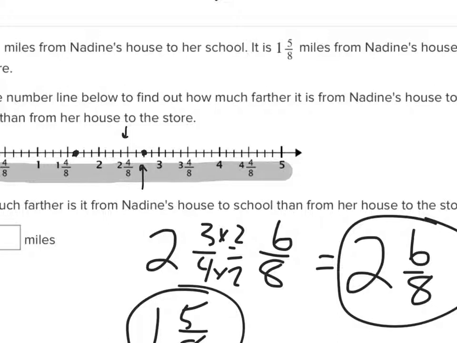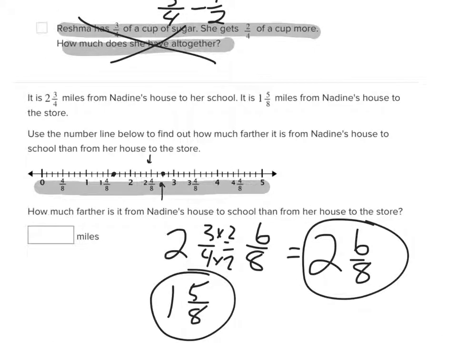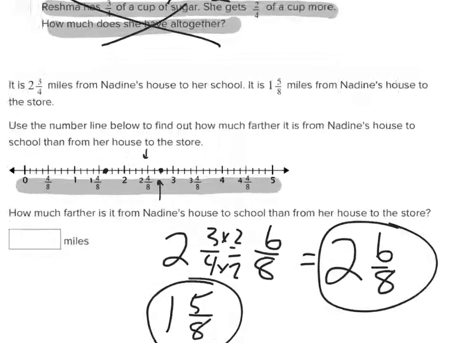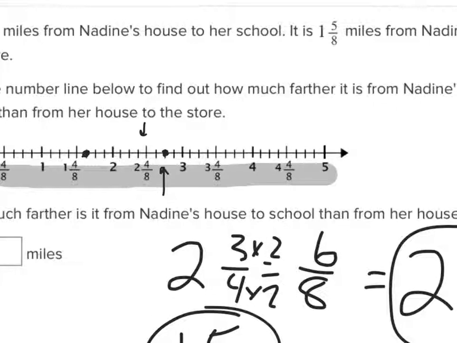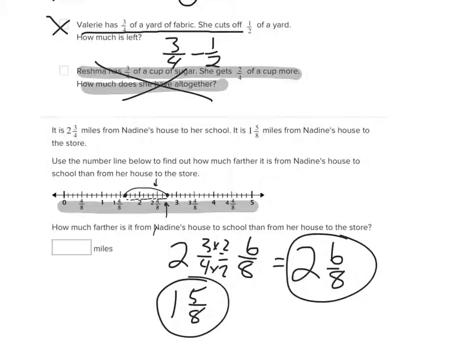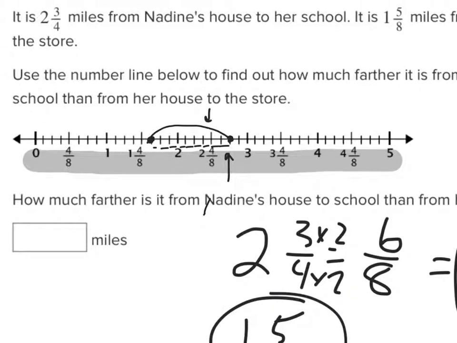So how far is that? That is the question, right? How much farther is it from Nadine's house to school than from her house to the store? We're trying to find how much farther it is from that number to that number. So it is 1, 2, 3, 4, 5, 6, 7, 8, 9 eighths. 9 eighths farther. So our answer could be 9 eighths. Or we could turn that into a mixed number, 1 1/8.